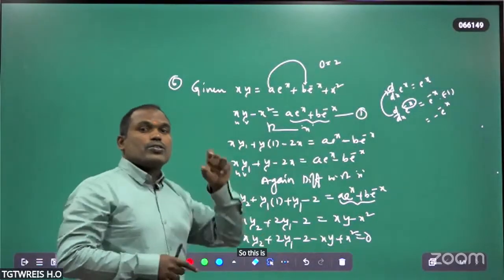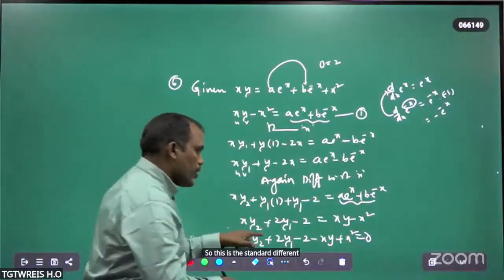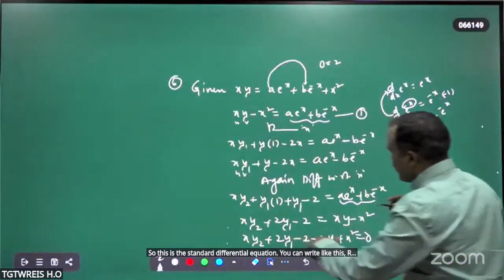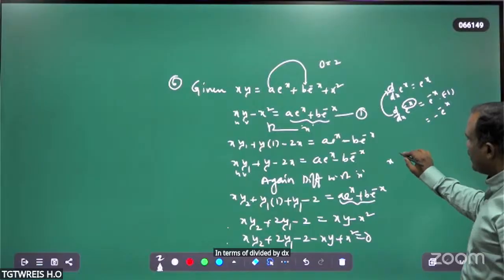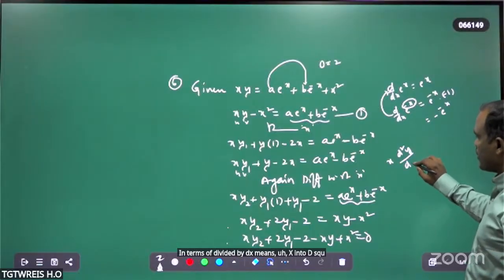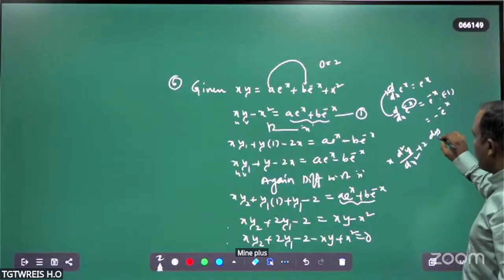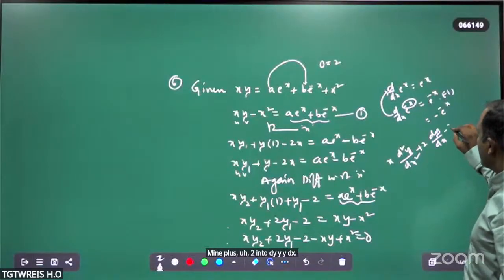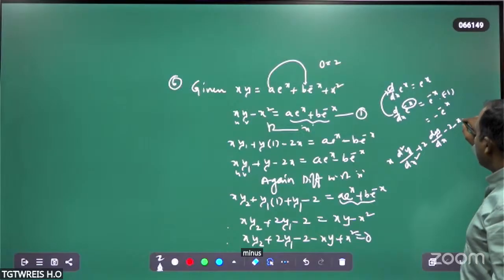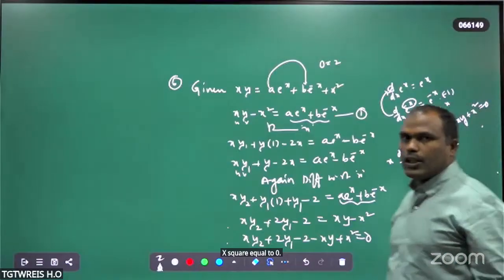This is the standard differential equation. You can write it like this, or in terms of dy by dx, means x into d square y by dx square plus 2 into dy by dx minus 2 minus xy plus x square equal to 0. Okay.